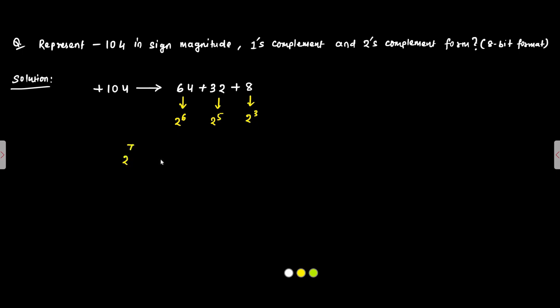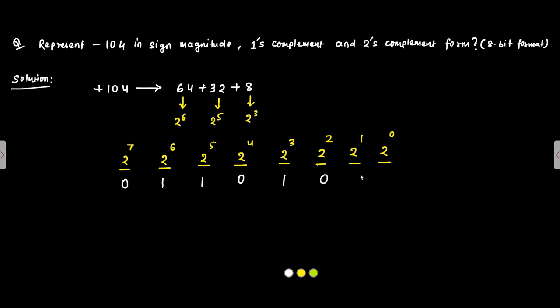So starting from 2 to the power 7, 2 to the power 6, 2 to the power 5, 2 to the power 4, 2 to the power 3, 2 to the power 2, 2 to the power 1, 2 to the power 0. 2 to the power 6 will be 1, 2 to the power 5 will be 1, 2 to the power 3 will be 1. So the rest are 0, 0, 0, 0, 0.